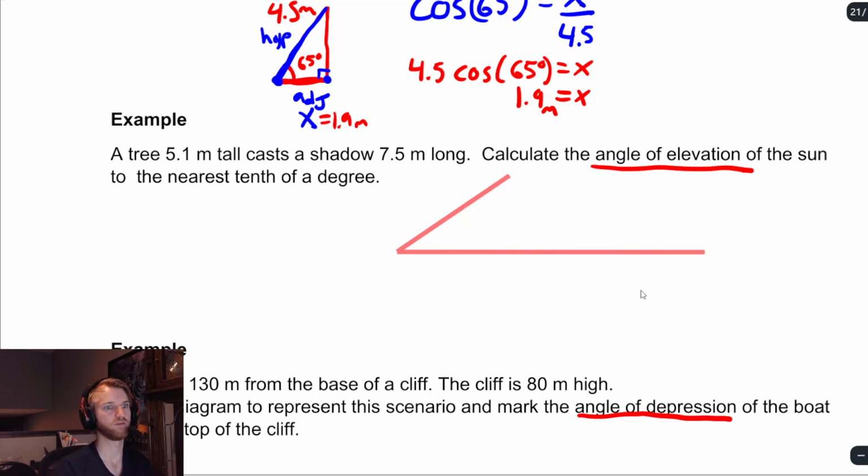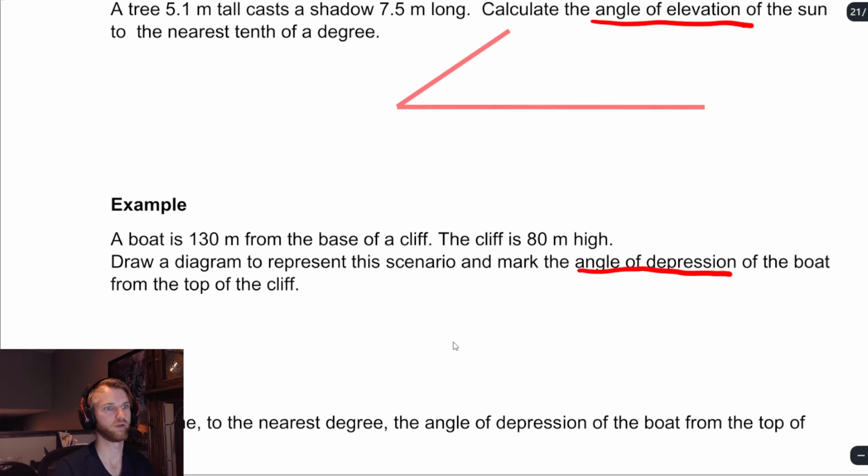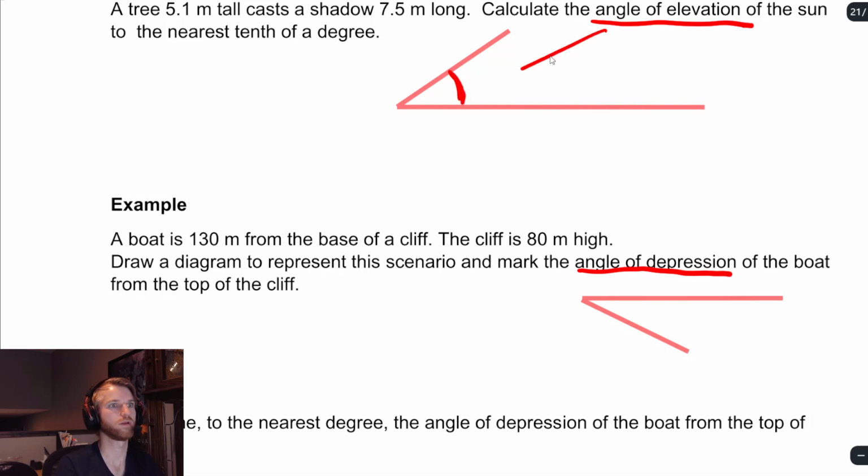So that would be an angle of elevation. Down here, I'll draw an angle of depression. So there's a horizontal line. An angle of depression is going down from that horizontal line. So this angle here is the angle of elevation. And this angle here would be an angle of depression.